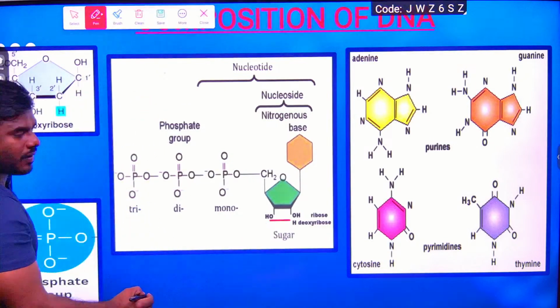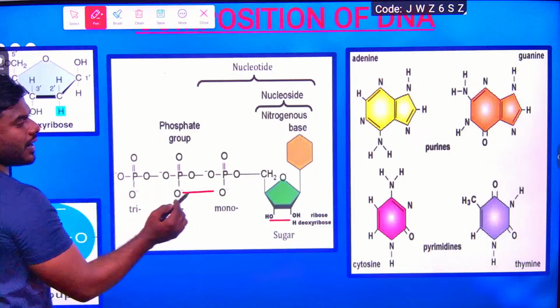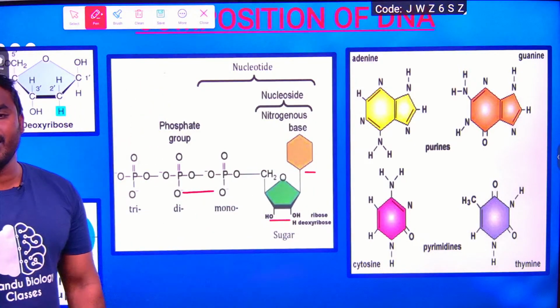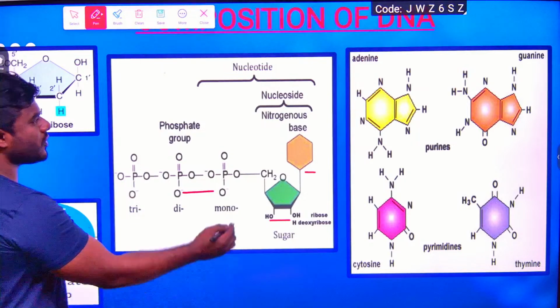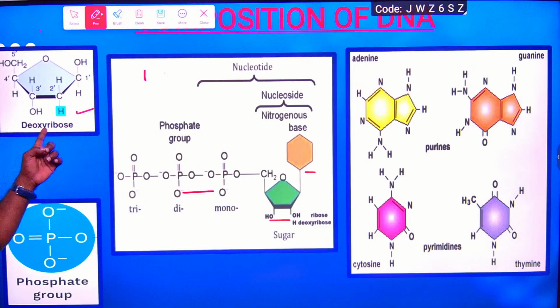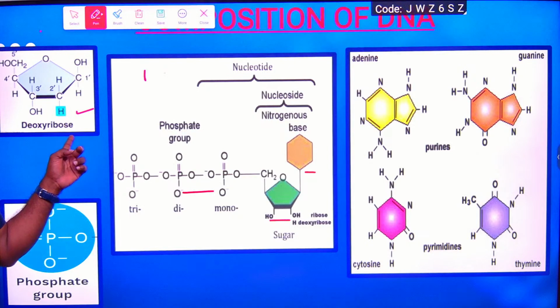Sugar, phosphate groups and base. Correct na? Sugar, what kind of sugar here? Pentose sugar. And pentose sugars are of two types. We all people studied. What are those? Ribose sugar and deoxyribose. What is the difference now? We studied now. What does deoxy mean?